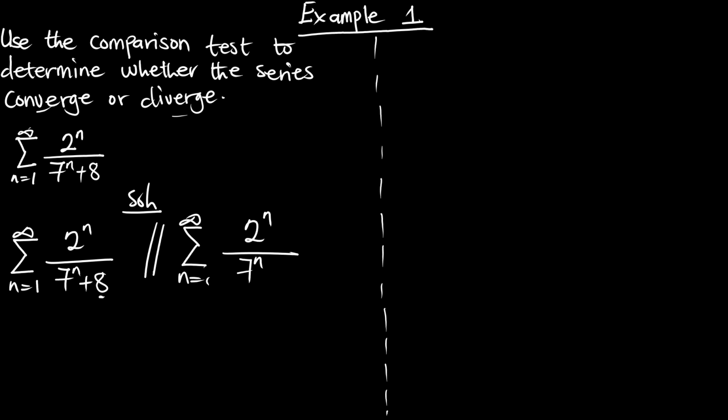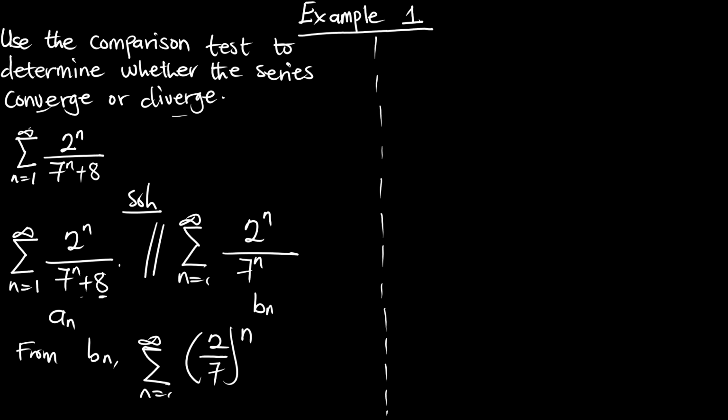So between these two, which one is the largest? We can see that if the denominator is increased by 8, we are going to reduce the whole expression. So this is going to be the smallest. So I'll represent this by an, and this is going to be the largest, which is bn. Are we okay? So I can say from the bn series that this series can be written as the summation as n is equal to 1 to infinity of 2 on 7, all raised to the power n.